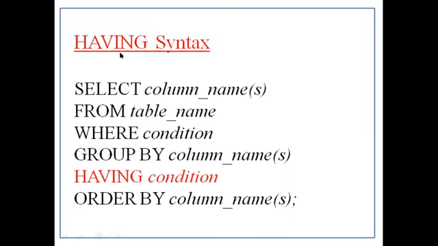So now, having the syntax: select column name from table name. Apply the condition, that is where, group by, next having condition, order by column. So this is the basic syntax of the having clause. In the end, order by; before that, having; before that, group by; before that, where. So use select column name from table where, group by, having, order by.